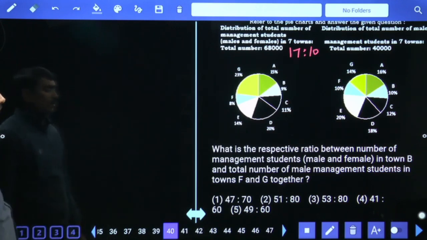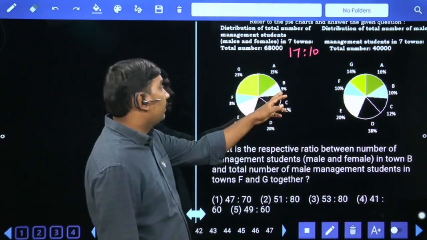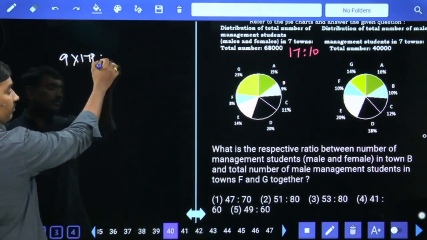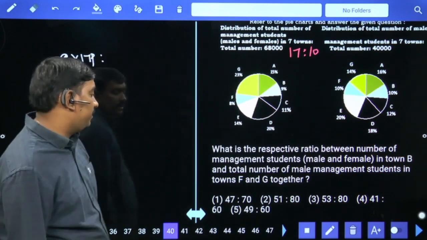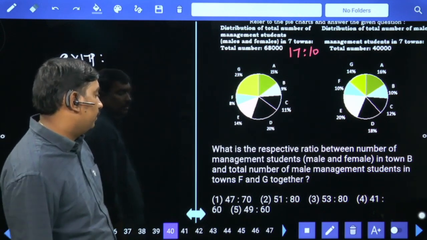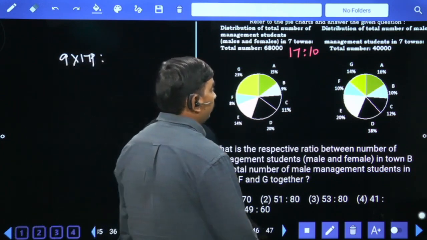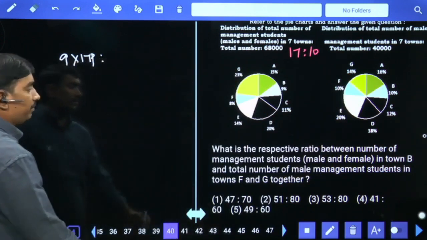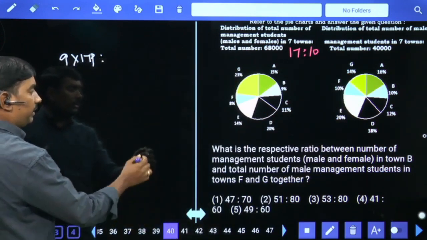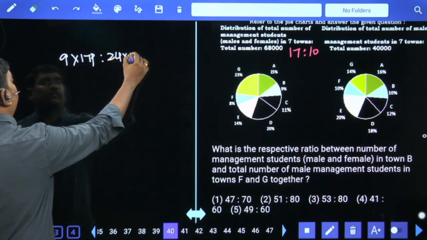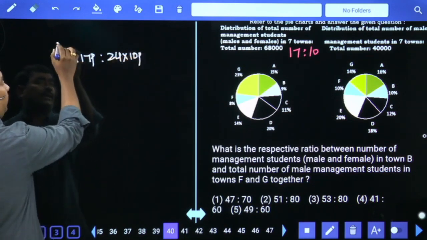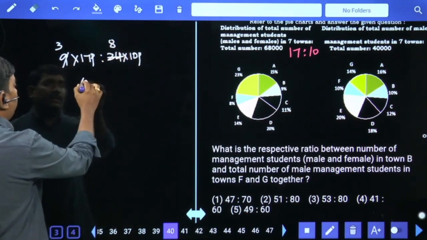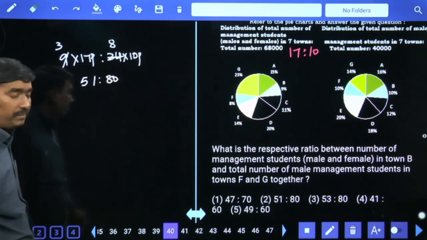Respective ratio between the number of management students in town B, 9 into 17 parts, and the total number of male management students in towns F and G together. F and G together: F 10, G 14, 24 into 10 parts. 24 into 10 parts. 9 into 17 is 153, 24 into 10 is 240. Dividing by 3: 3 17s are 51 is to 80 is your answer. 51 is to 80.